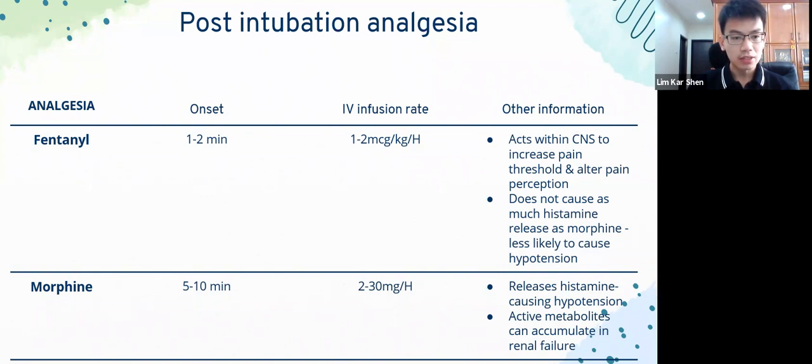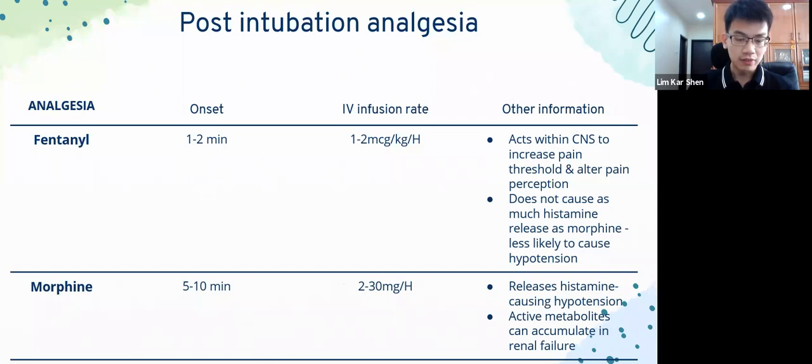Fentanyl, the onset time is 1 to 2 minutes, with an infusion rate of 1 to 2 microgram per kg per hour. It acts within the CNS to increase the pain threshold and alter the pain perception. It does not cause as much histamine release as morphine, so it is less likely to cause hypotension as compared to morphine.